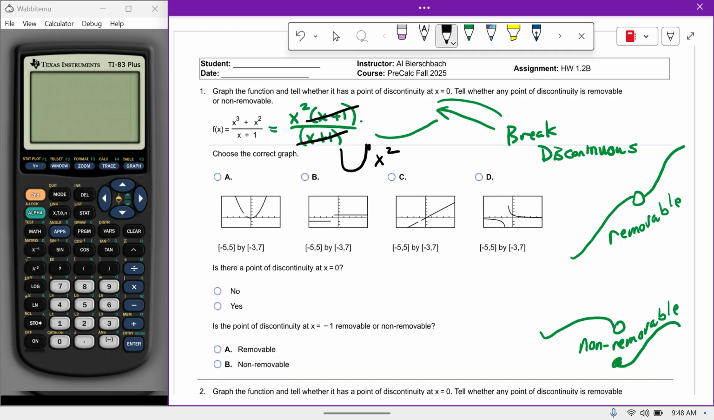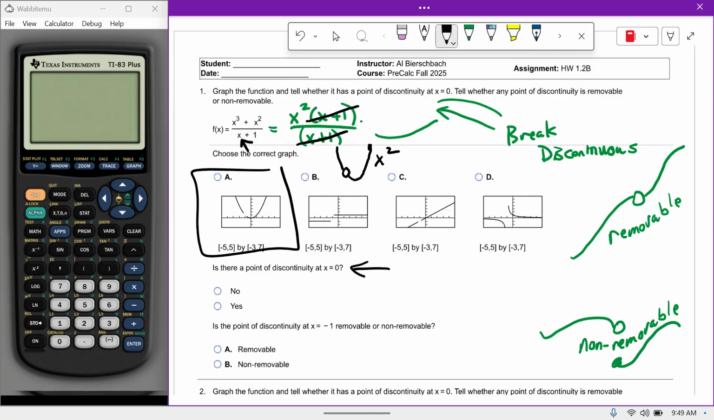So it should look just like that, except for we have to account for the fact that if we put a negative 1 in there, what happens? We're dividing by 0, and you can't divide by 0. So that is called a removable discontinuity. So what happens is, and yes, I know there's a graph right down below here, what happens is at negative 1, there's a hole. And it looks like that. So the answer is A.